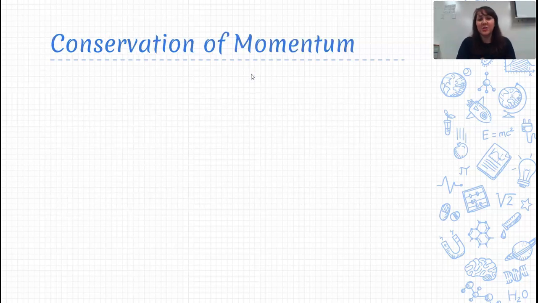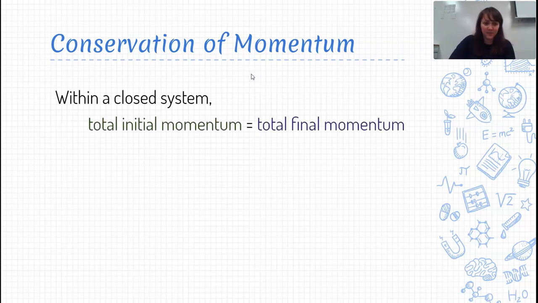So this brings us then to the law of conservation of momentum, which says within a closed system, the total initial momentum prior to the collision or explosion of all the objects in our system is going to be equal to the total combined momentum of all the objects after the collision or explosion.